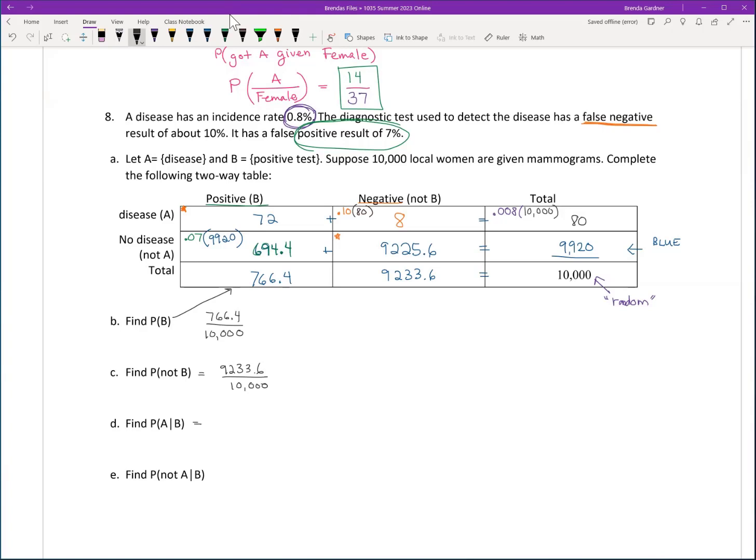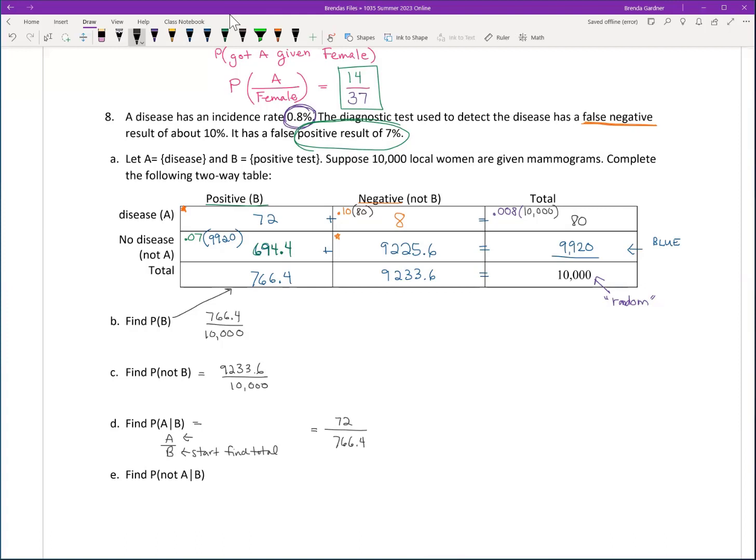Find the probability of A given B. Okay, so this is, again, I like to think about it as a fraction. I'm going to always start by finding the total of B. In this case, it would be 766.4. And then I would look on that row or column, because it's B, it's a column. On that column, how many of them are A? And in this case, that's 72.